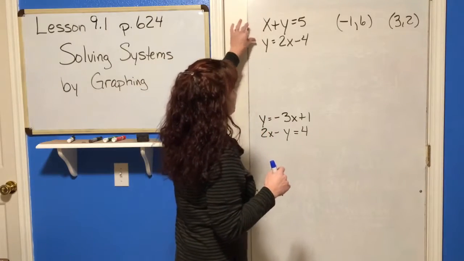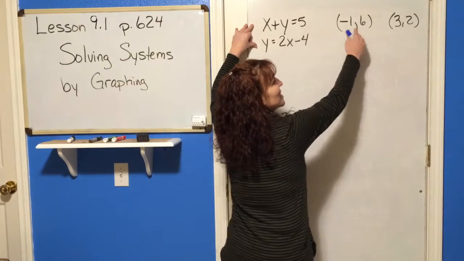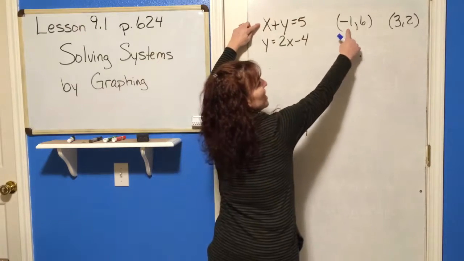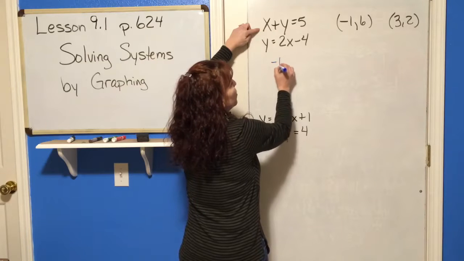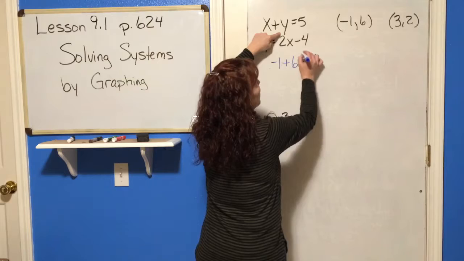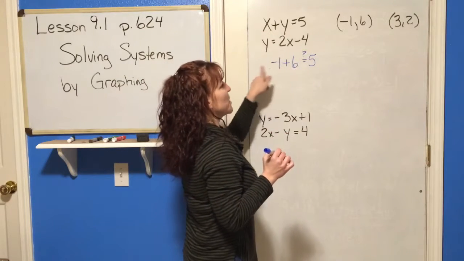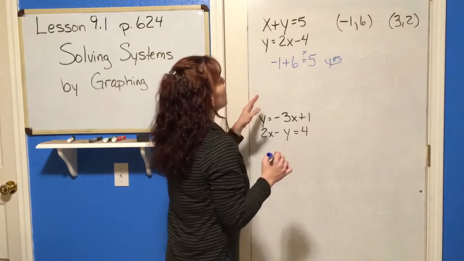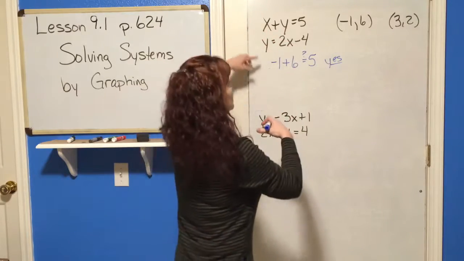So x plus y equals 5 and y equals 2x minus 4. And I want to know, is negative 1, 6 a solution to this system? So what you would do is first take the negative 1, 6 and put it into the first equation. So negative 1, that's your x, plus 6, your y, equals 5, and you say, is it? Well, negative 1 plus 6 is the same as 6 minus 1, and that does equal 5. So that one is true. So far so good. Now we've got to check the second one.